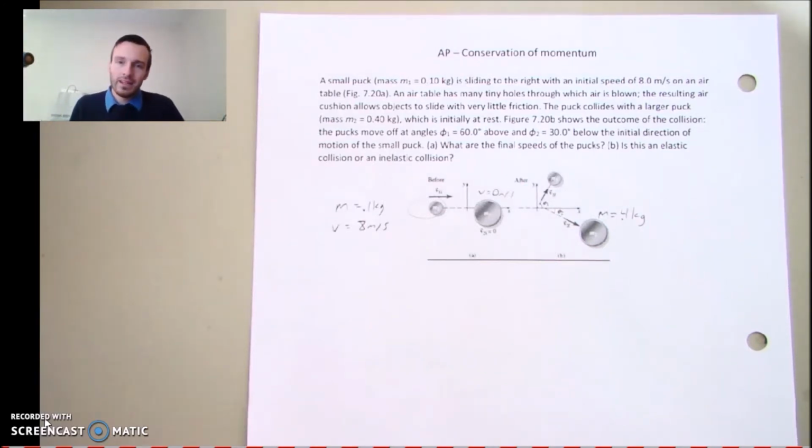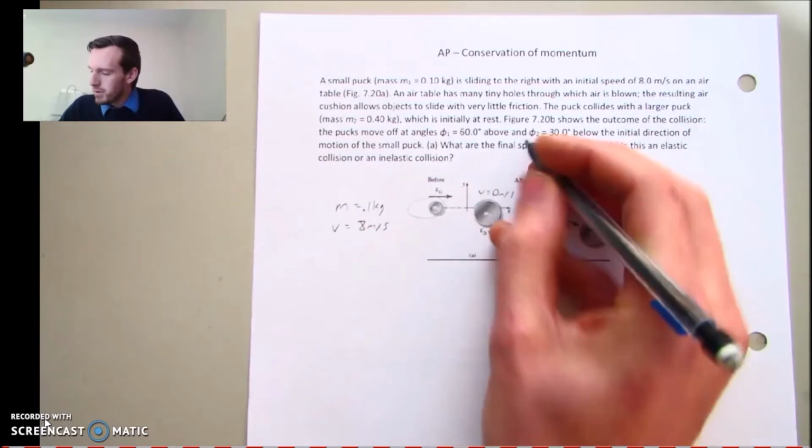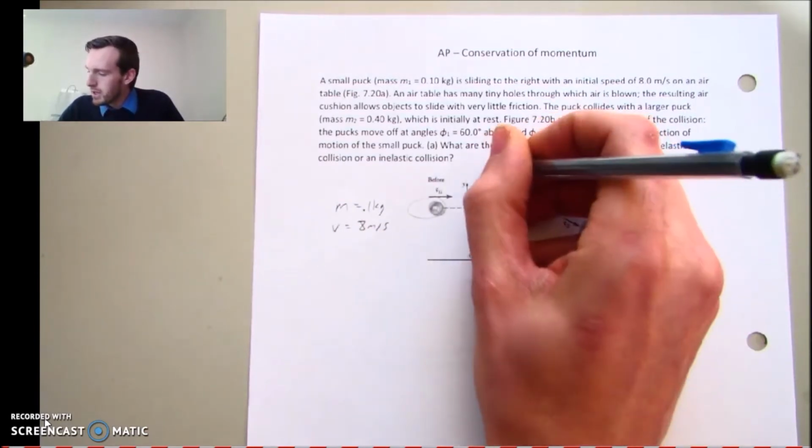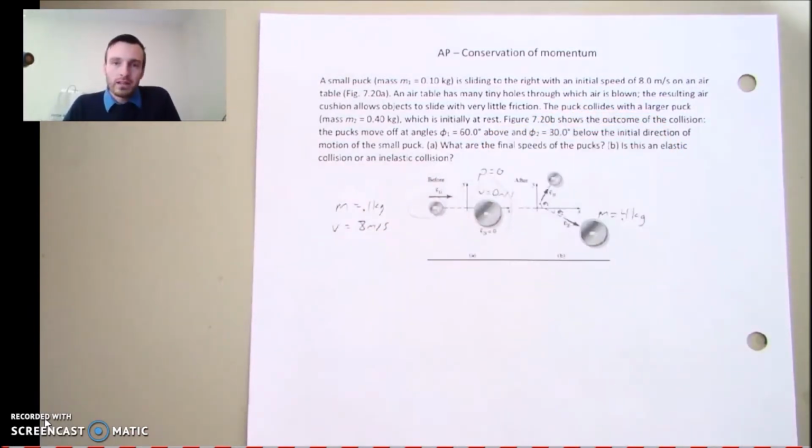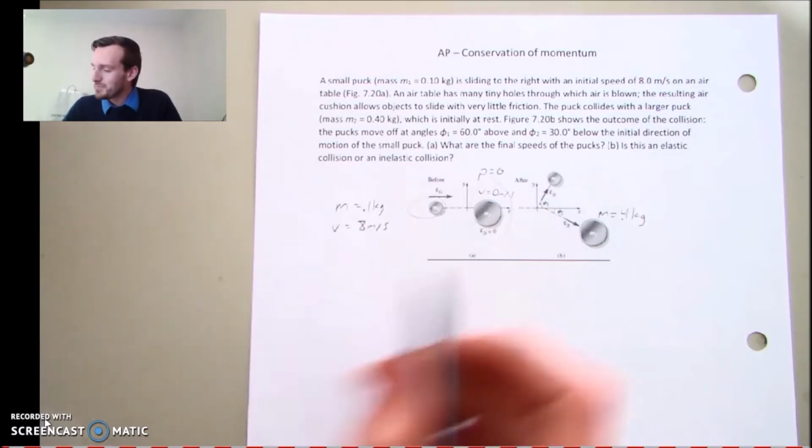All right, so the first thing we need to understand is one-dimensional versus two-dimensional momentum. In this case, you may ask yourself, well, at the beginning of the problem, the large puck has 0 momentum. It has no momentum up or down because it's not moving up or down with a velocity in the vertical direction. And it doesn't have a velocity in the horizontal direction either. So it has no momentum.